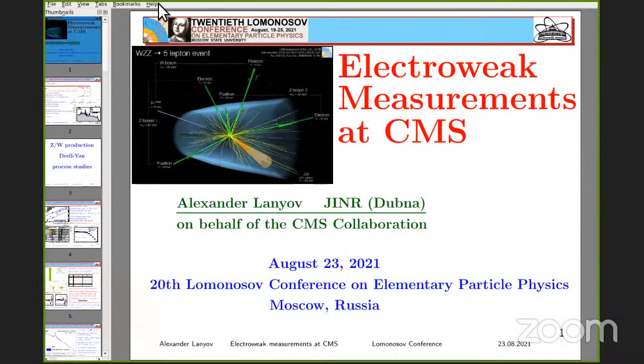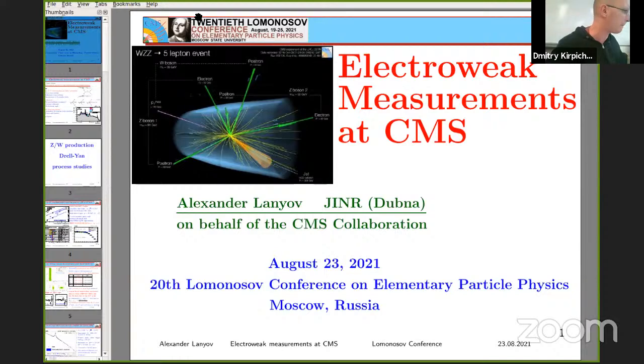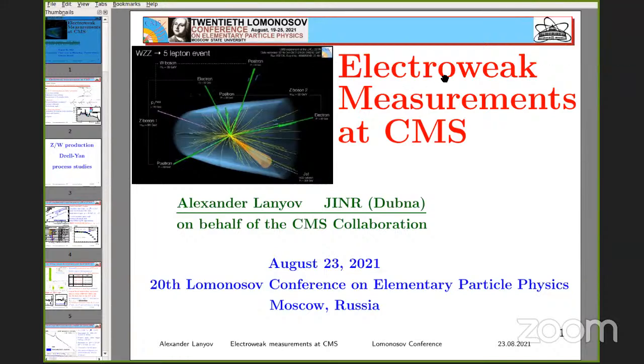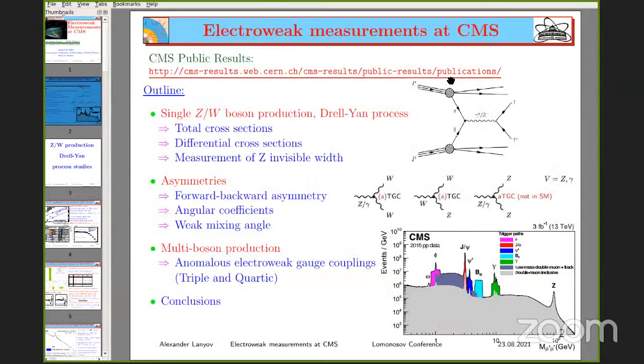Can you see it? Yes, perfect. Okay, so my talk today is electroweak measurements at CMS, and my name is Alexander Lanyov from the Joint Institute for Nuclear Research. And today I'll present these electroweak measurements based on CMS public results, which can be seen here as usual.